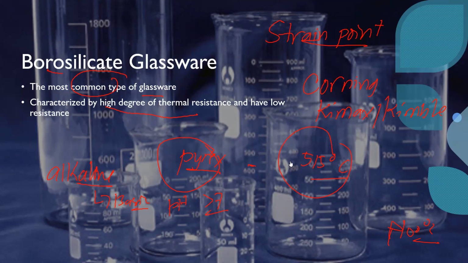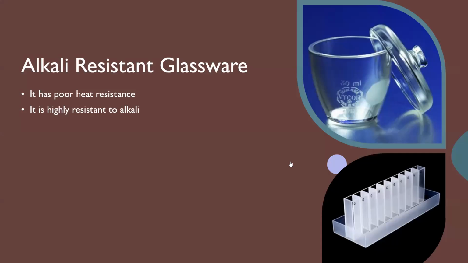Again, take note, borosilicate glassware is the most common glassware and is also known for its thermal resistance. Thermal resistance glassware. Okay? Moving forward to our alkaline resistant glassware. Again, from the word itself, alkaline resistant glassware can hold our alkaline solutions without losing the integrity of the glassware.